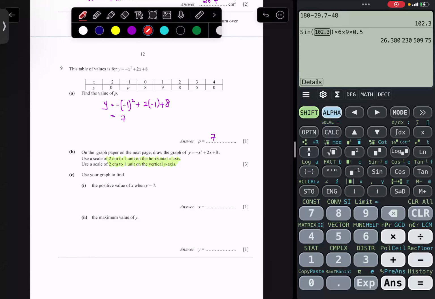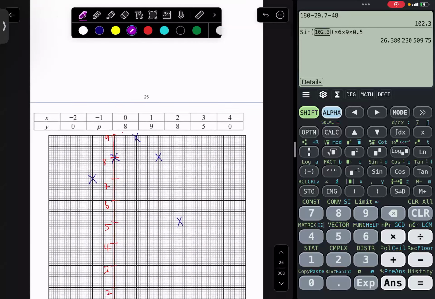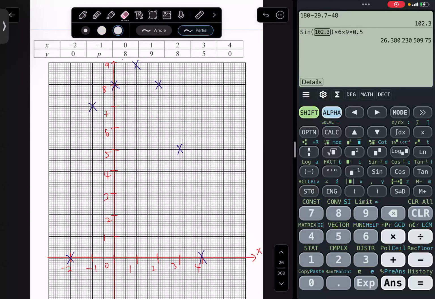Oh, wait, it's negative 1. So it's 5. Sorry. No wonder the graph looks weird. This is supposed to be 5. So it should be better. Turning point. Okay, better.